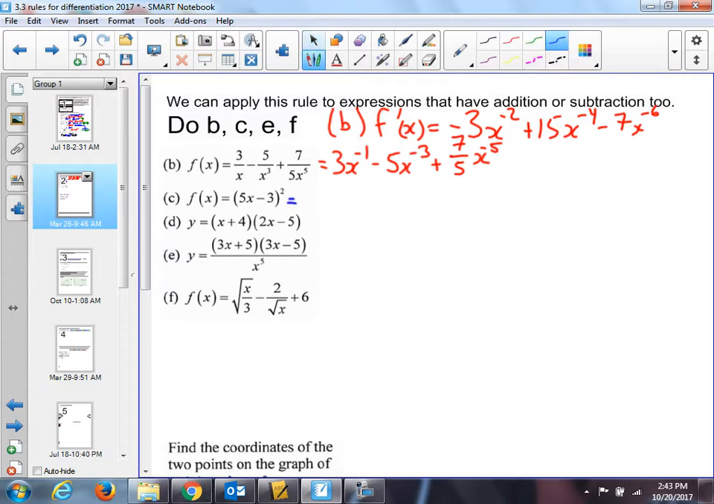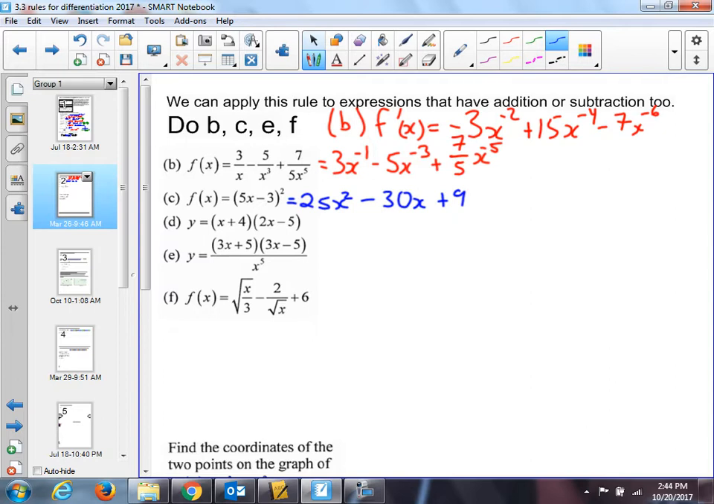So, squaring it out. Bracket, bracket. So I've got to distribute the 5x to the next group. 25x squared. Minus 15x, and then minus the other 15x. I'm doing this in my imagination. If you're not, write it out. Yeah, 30x plus 9. Then I could do the derivative.